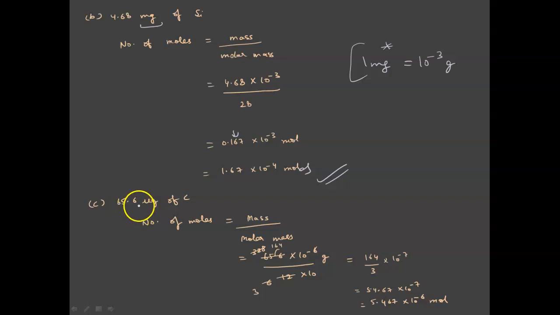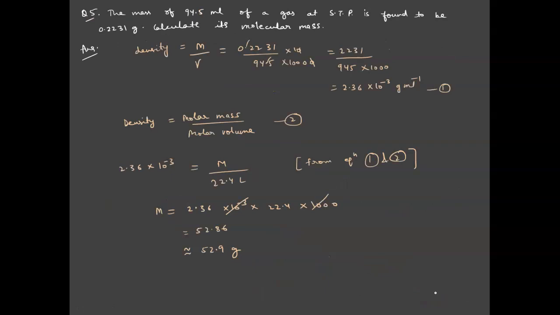Now 65.6 mu g of carbon, that is microgram. You know that mu g is equal to 10 to the power minus 6 gram. So applying this, 65.6 into 10 to the power minus 6 divided by the molar mass, that is carbon 12. After calculating, we got the answer 5.467 into 10 to the power minus 6 moles. You can also solve these questions through the unitary method. That is basically up to you.